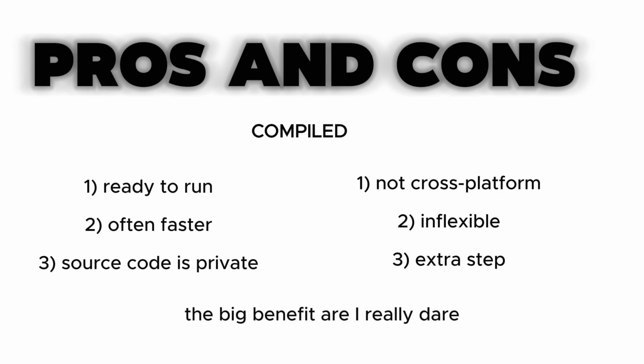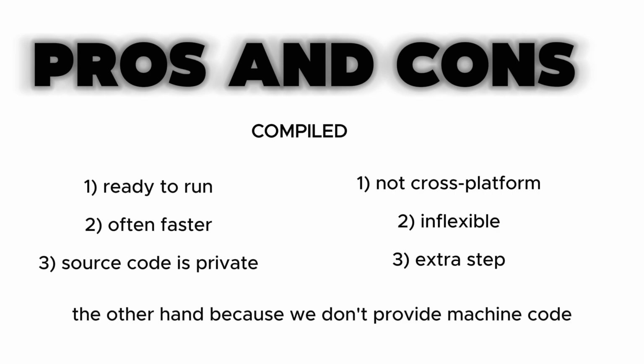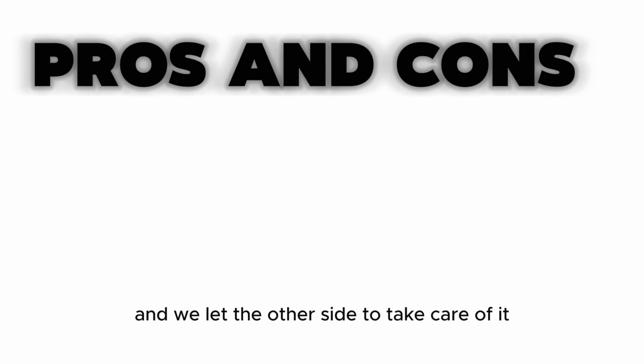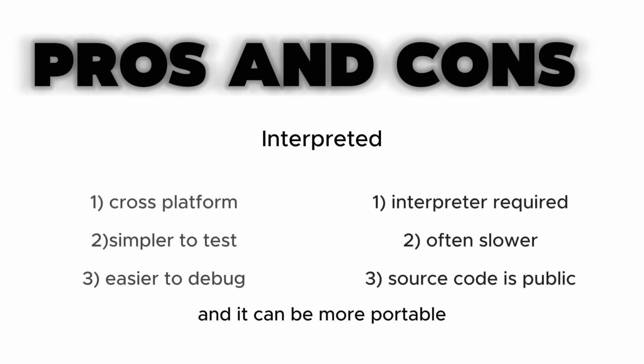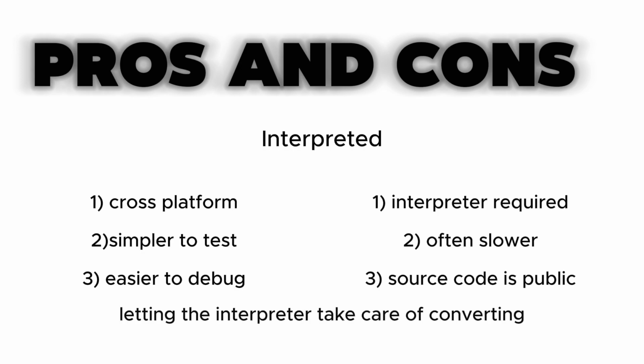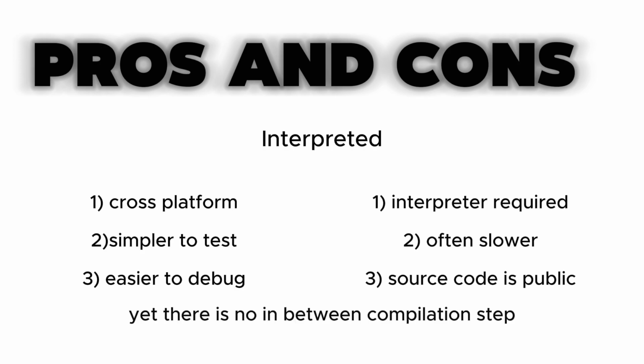The big benefits of interpreted languages are: I don't really care what kind of machine is on the other end, because we don't provide machine code. We just send the source code and we let the other side take care of it, and it can be more portable and more flexible across platforms. It's also a little easier when testing, because you just write your source code and then run it, letting the interpreter take care of converting it. There is no in-between compilation step.